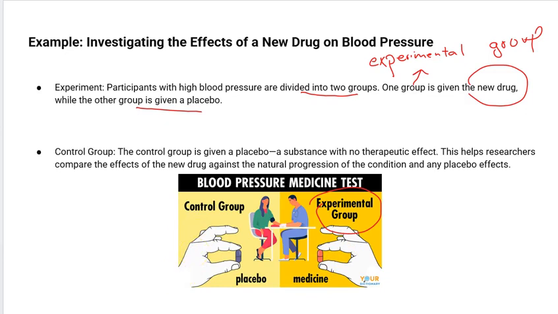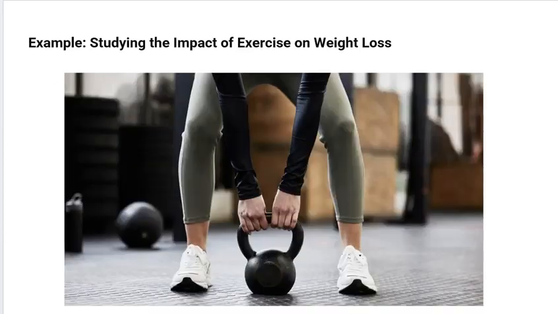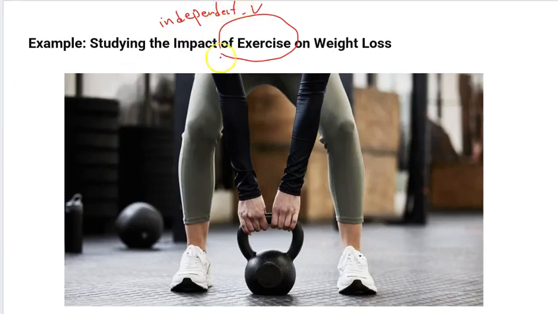Okay, let's have another example. The example is studying the impact of exercise on weight loss. So what are we going to test? Exercise, which is our independent variable. It is the cause. What are we going to measure? What is the effect? It's weight loss. So that is our dependent variable.